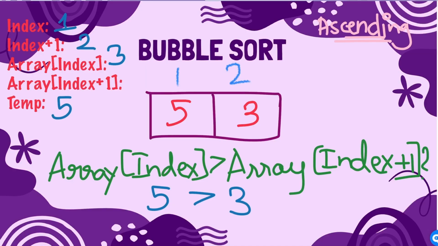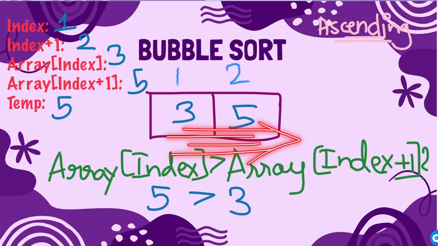Now you notice that earlier 5 was in array index and 3 was in array index plus 1, and now it's swapped. It's like flipped, you know? And that is exactly what is going to happen to our array also. 3 is going to come first and then 5. Now notice how the values are in ascending order. 3 is the smaller number, so it's first, and then 5 is the bigger number, so it's at the back. So what this code essentially does is push the bigger number towards the end of the array.